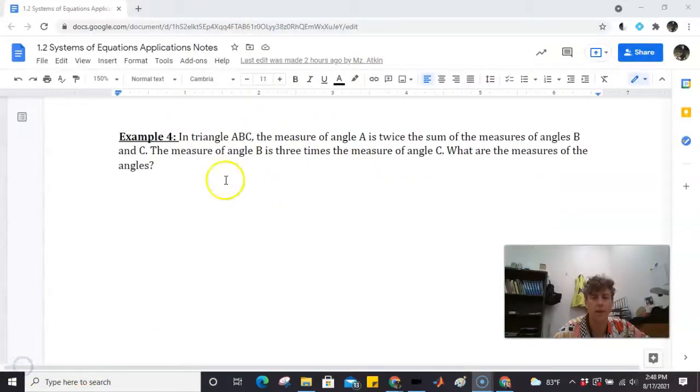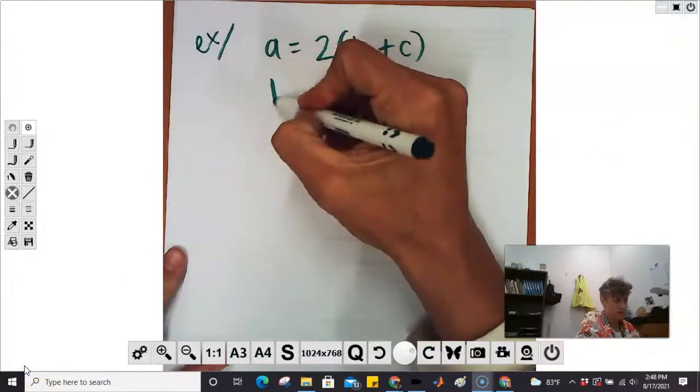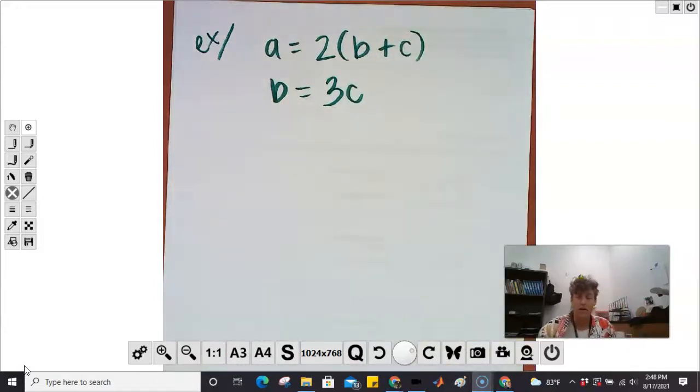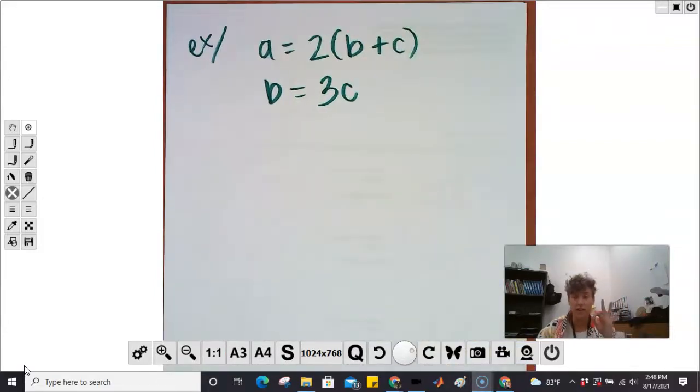Got it? The measure of angle B is 3 times the measure of angle C. All right, so B is going to equal 3 times C. Now in this case, we have 3 variables. That means we need 3 equations to solve this.